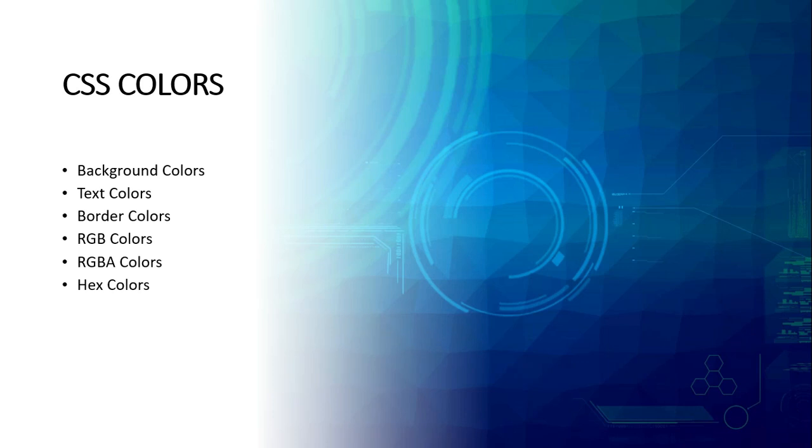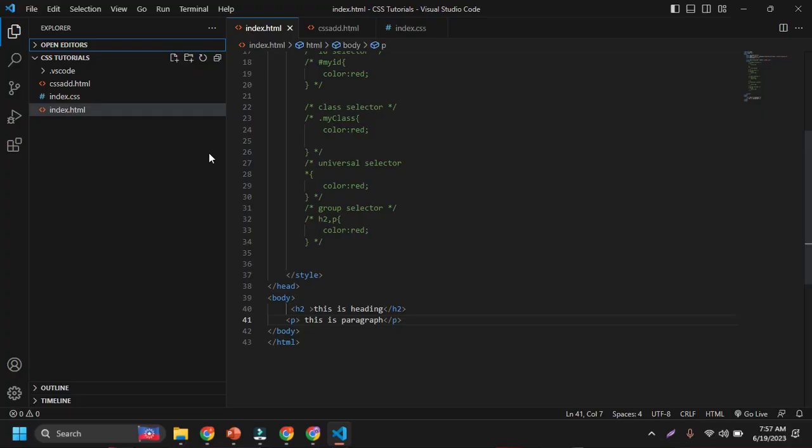And another one is the hex color. Hex colors means the hexadecimal color. So first of all, let's go into Visual Studio Code and let's start our coding. Now I am in Visual Studio Code.